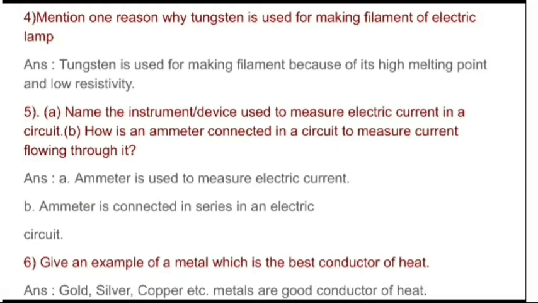Name the instrument or device used to measure the electric current in a circuit. Ammeter is used to measure the electric current. How is an ammeter connected in circuit to measure the current flowing through it? Ammeter is connected in series in an electric circuit. Give an example of a metal which is the best conductor of heat. Gold, silver, copper, etc. metals are good conductors of heat.